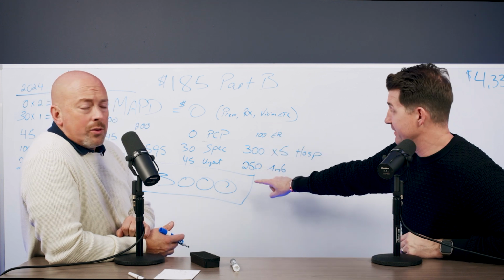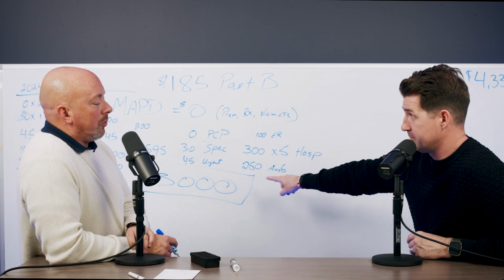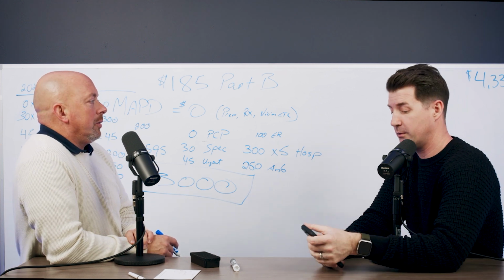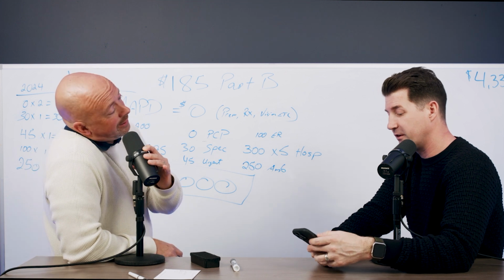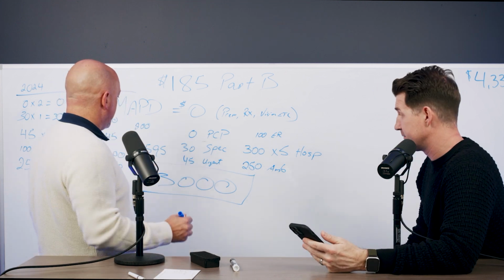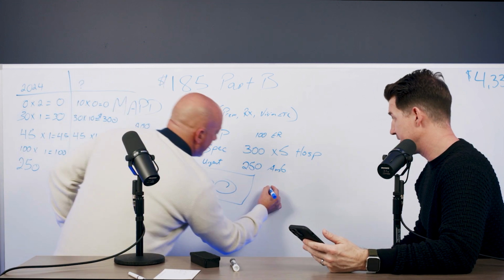Now, what we haven't added to this number is our Part B premium. So 185 times 12 is what? Let's add an extra $2,200 on there. Okay, so $5,200. Yep, $5,200.